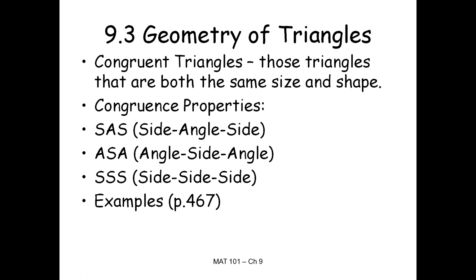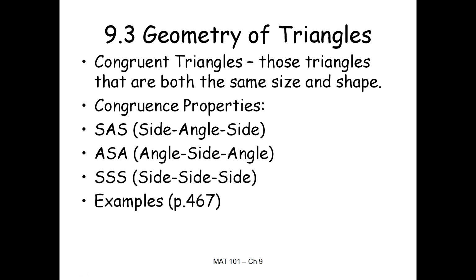In Section 9.3, we talk about the geometry of triangles. The definition of a congruent triangle is that triangles, when compared to each other, have the same size and shape. The congruence properties are listed on page 467, and there are also some examples there as well.